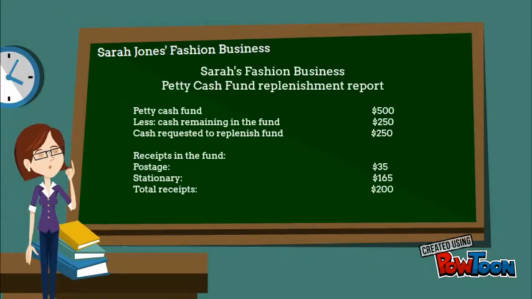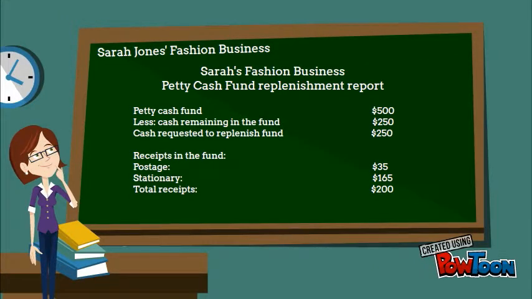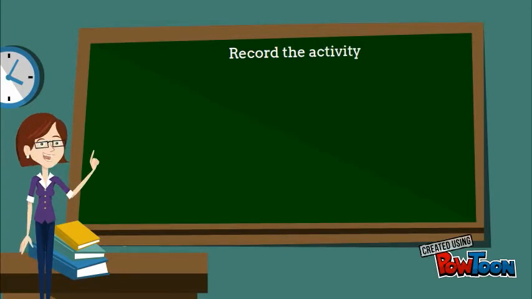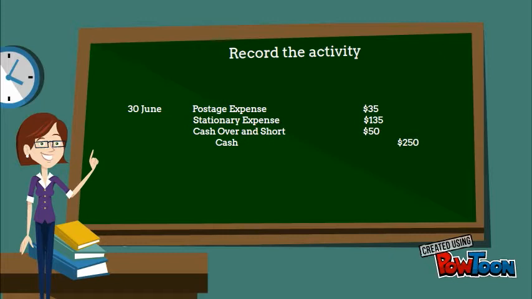Using Sarah's business as an example again, note here there is a discrepancy in the amount remaining in the fund and the total receipts. This $50 needs to be recorded and taken into account. We are now recording the discrepancy into the cash over and short account. See here how we have added a record for the cash over and short account, noting the $50 discrepancy.